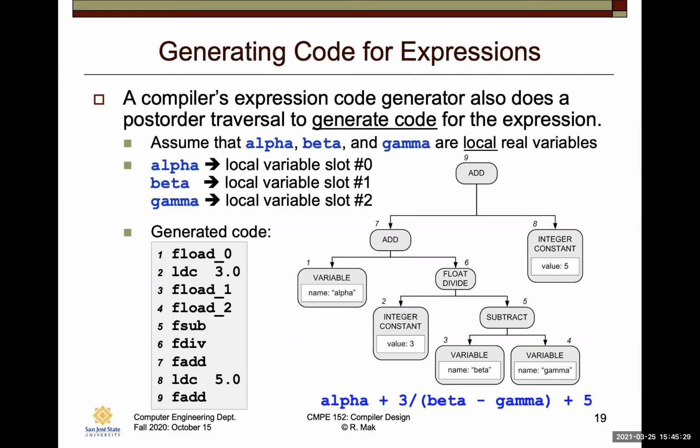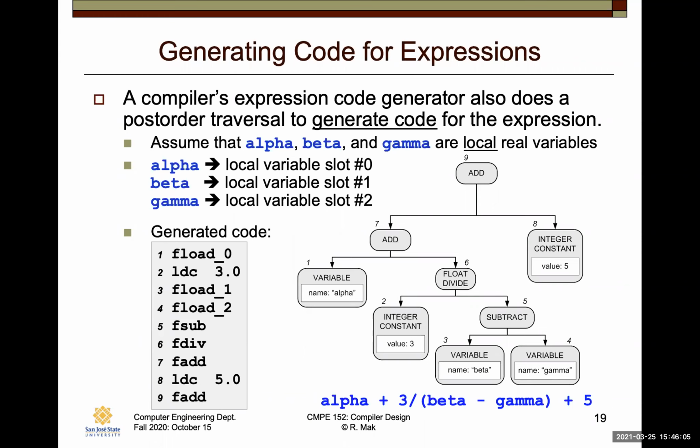And then here we are. Number 8 is integer constant 5, and so we're going to load 5.0. And then finally up there is a 9. The ninth node that we visit is an add, and so we emit the F add instruction. So this sequence of Jasmine instructions will, once we've assembled it and at runtime, evaluate this expression.